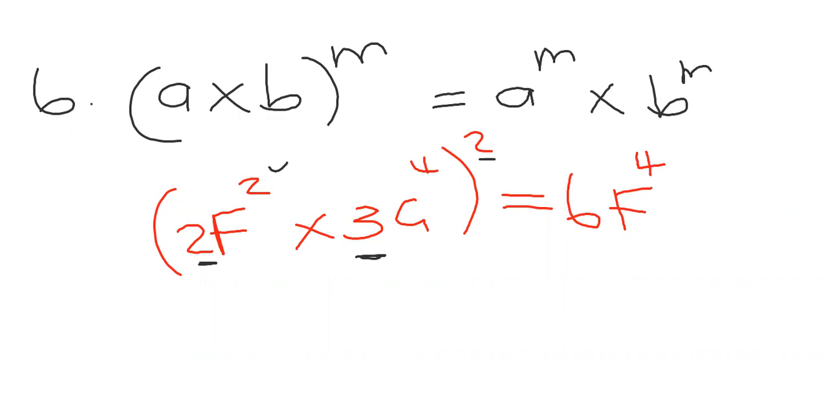Then you do the same thing for G. G has a power of 4. So you take that 4 and multiply it with the outside power, which is 2, and then you're going to get your 8. That's what this rule is saying. Rule number 6.